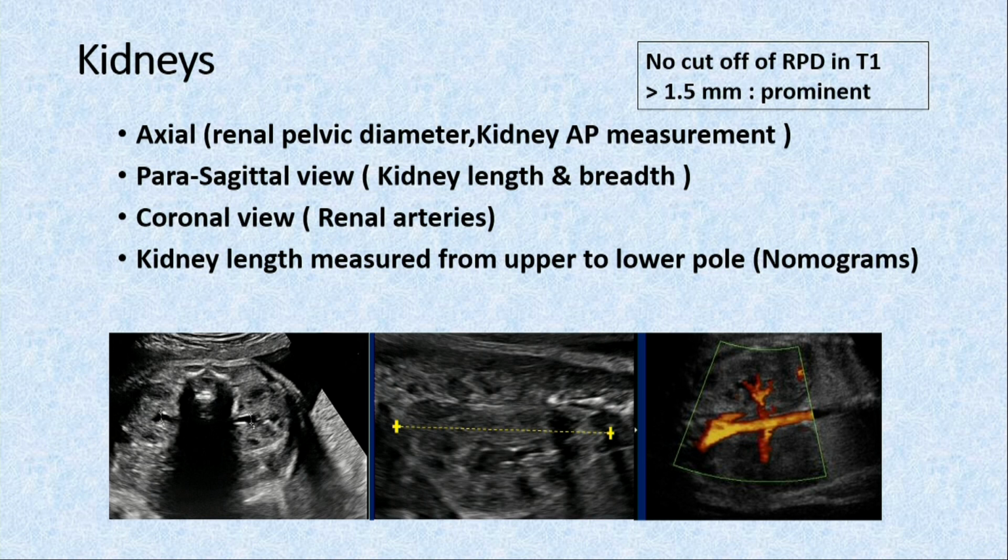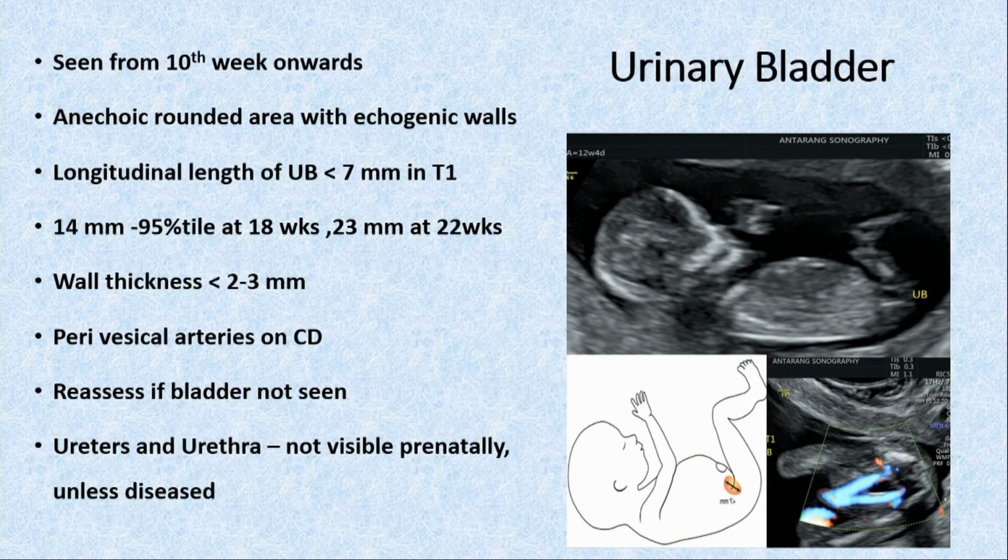There is no specific cutoff for RPD in the first trimester. Basically, if more than 1.5 millimeters is there, we mention that it is prominent, while in the second trimester we know that the cutoff is 4 millimeters.